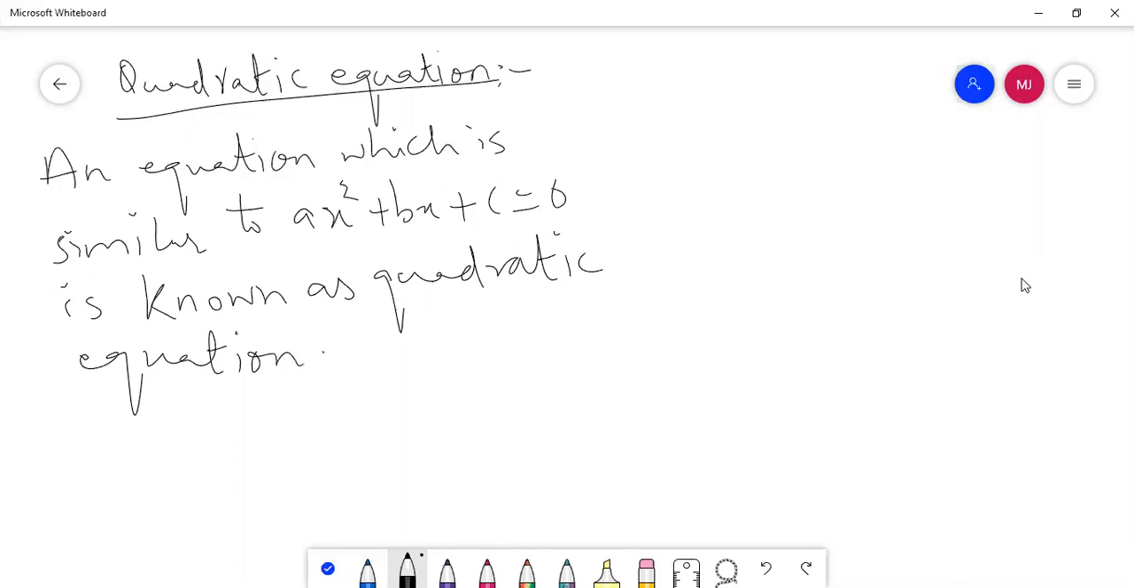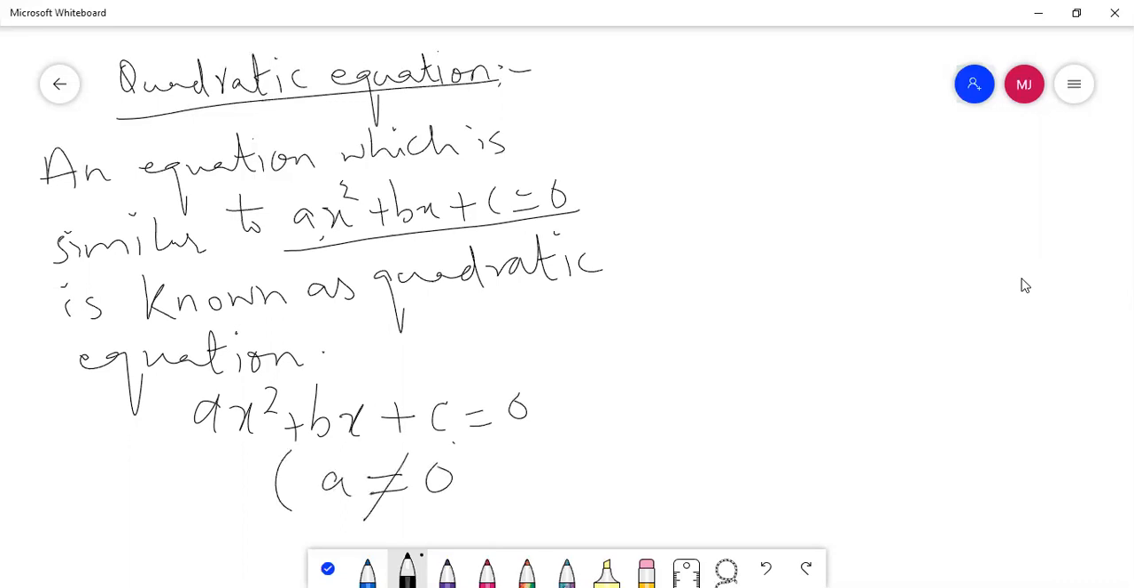An equation which is similar to ax square plus bx plus c is equal to 0 is known as quadratic equation. And let me tell you its condition as well. Where a is always unequal to 0.